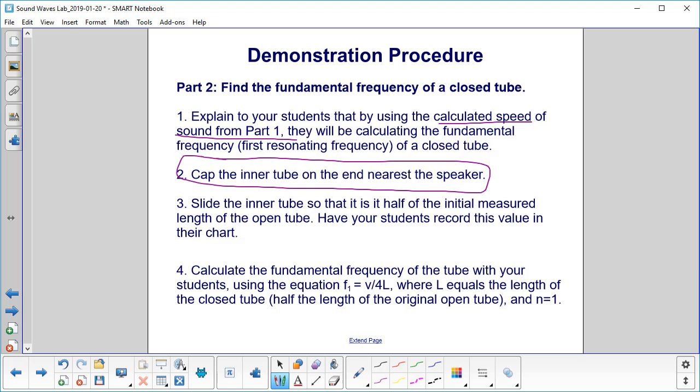Calculate the fundamental frequency of the tube with your students using the equation F sub 1 is V over 4L, where L is the length of the closed tube, which is half the length of the original open tube, and N equals 1 because we're looking for the fundamental frequency.